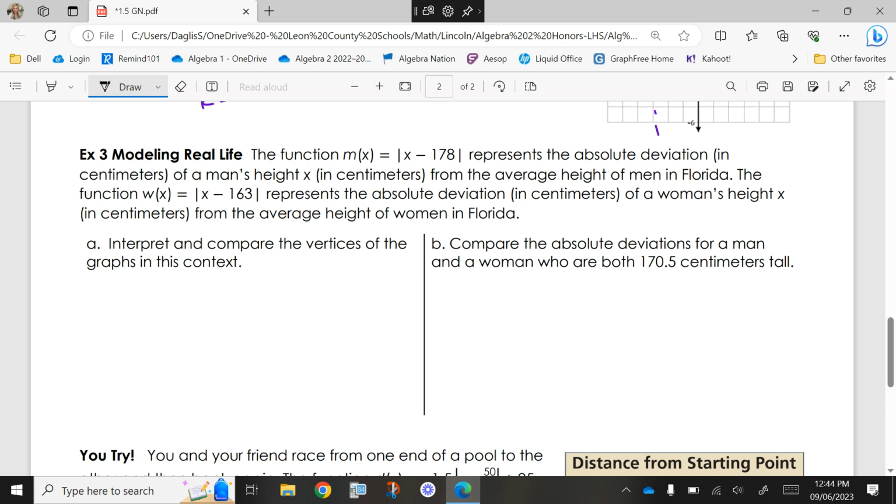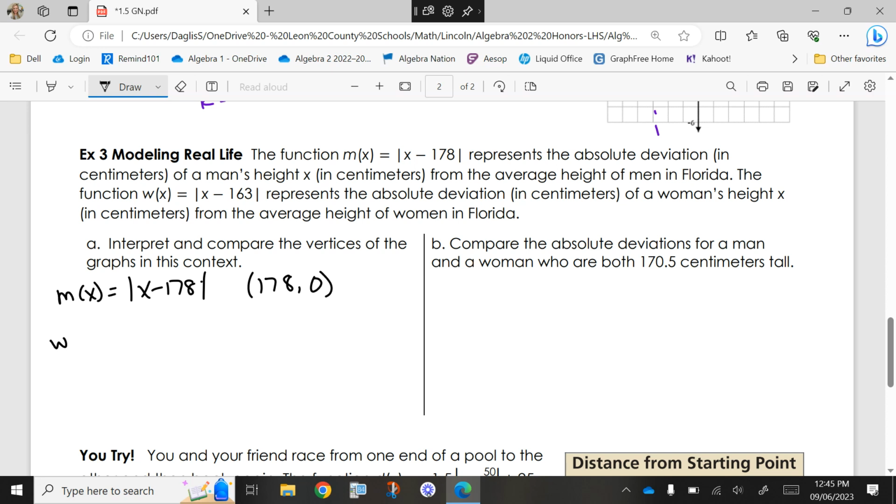So let's look at the m of x function. When we have m of x equals the absolute value of x minus 178, what is the vertex going to be? What's your h value? 178, yep. And then what's your k value? What's being added on the end? 0. Yeah. So this is our vertex, because your h is in your bars.